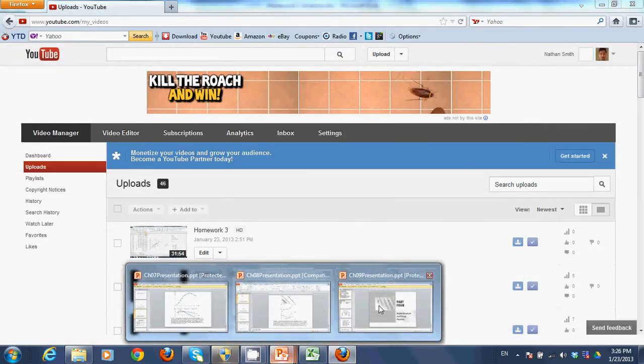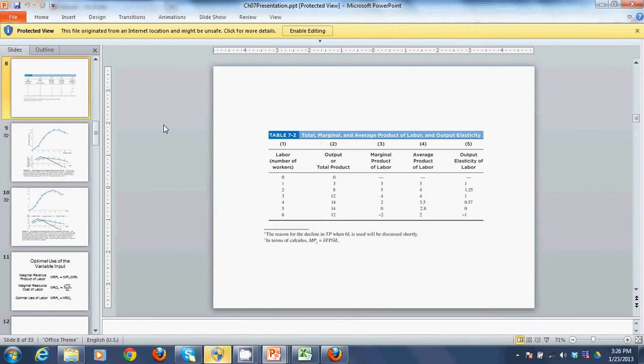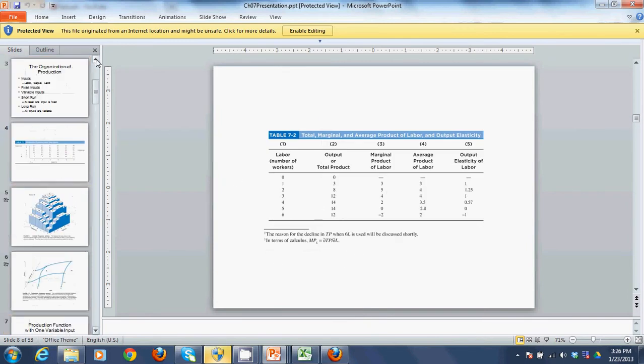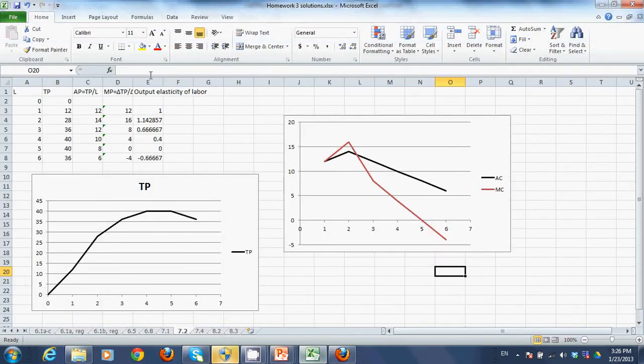So again, can't remember if we might have gone over this, but we start from this table. Capital is 4 units. We copy those numbers into this column, and then average product, you just divide total product by the labor supply. Marginal product, see the change divided by the change in labor, which in this case is always stepping up by 1. Output elasticity is marginal product over average product.